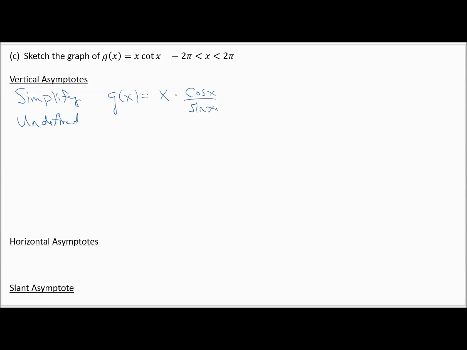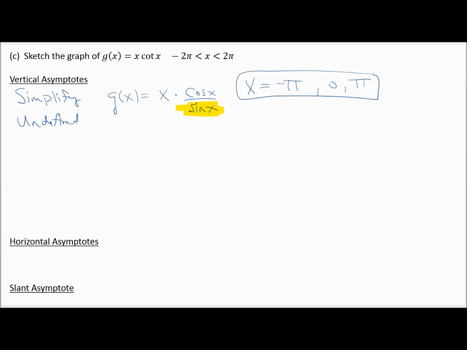We've already done this. Remember when we found the domain and we just set the denominator equal to 0? We already know where this function is undefined. Now, since it didn't simplify beforehand, those are also going to be vertical asymptotes. So we're going to have a vertical asymptote at, remember what they are? What makes the denominator 0? That's negative pi, 0, and positive pi. So those are my vertical asymptotes.